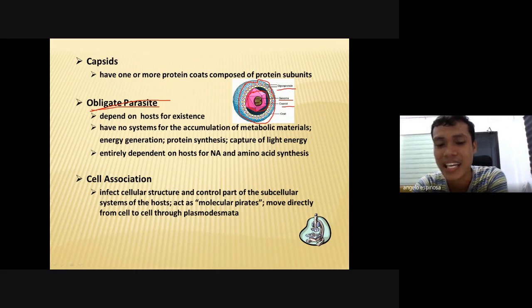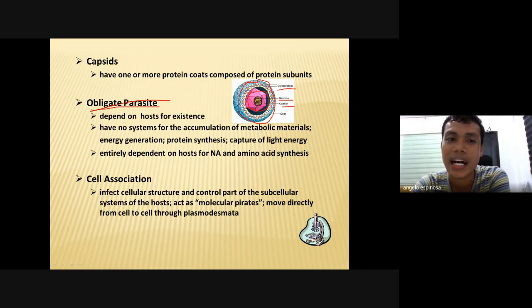Alam niyo yung plasmodesmata? Para siyang bridge, no? From cell to cell, para siyang bridge, doon din dumadaan yung mga excess of nutrients. Hindi na kailangan ng isang cell na pwedeng gagamitin ng isang cell. So doon dumadaan sa plasmodesmata. And dyan din dumadaan si virus sa plasmodesmata in order to infect the other cell. Kaya nga cell to cell ang infection ng virus. That is why it is cell association.